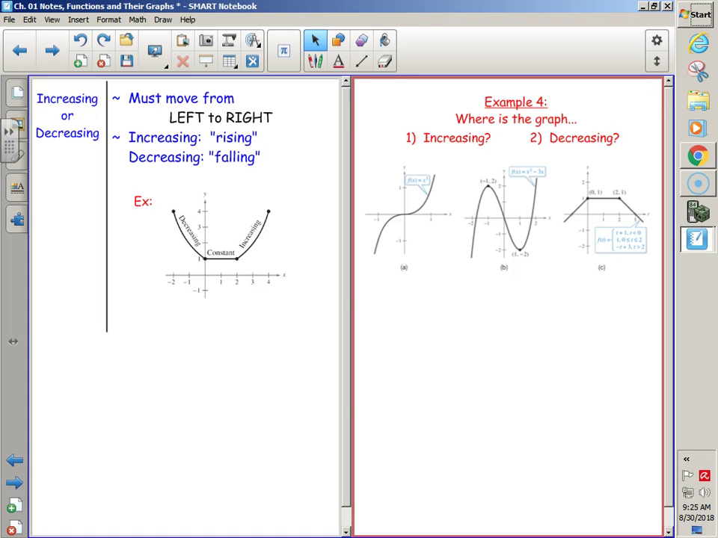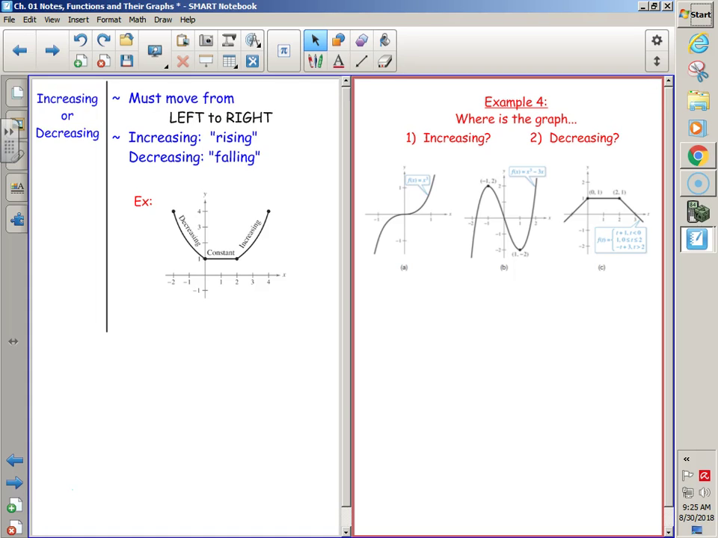Increasing and decreasing. The idea is, okay, going up, going down, we got that, right? And if you were to look at this graph, and if I was to say, where is it increasing, where is it decreasing? Some of you would be like, oh, it's super obvious. It's decreasing on this branch. It's constant on that branch. It's increasing on that branch.